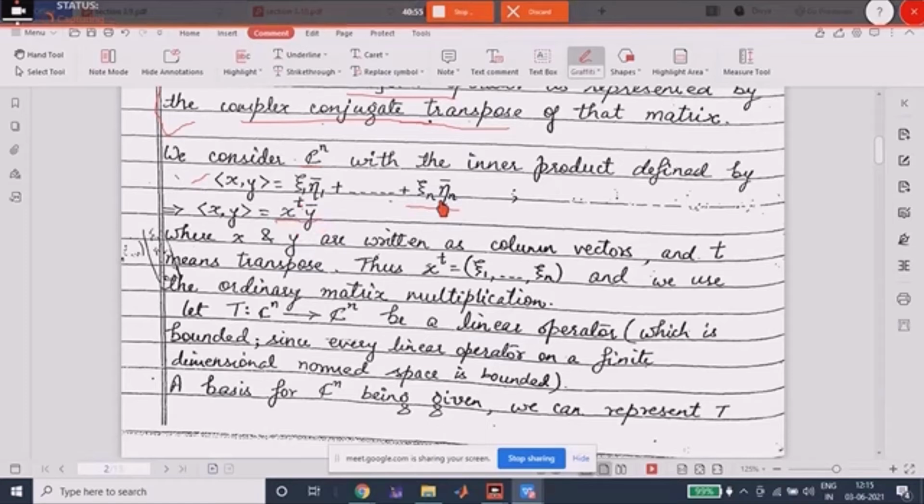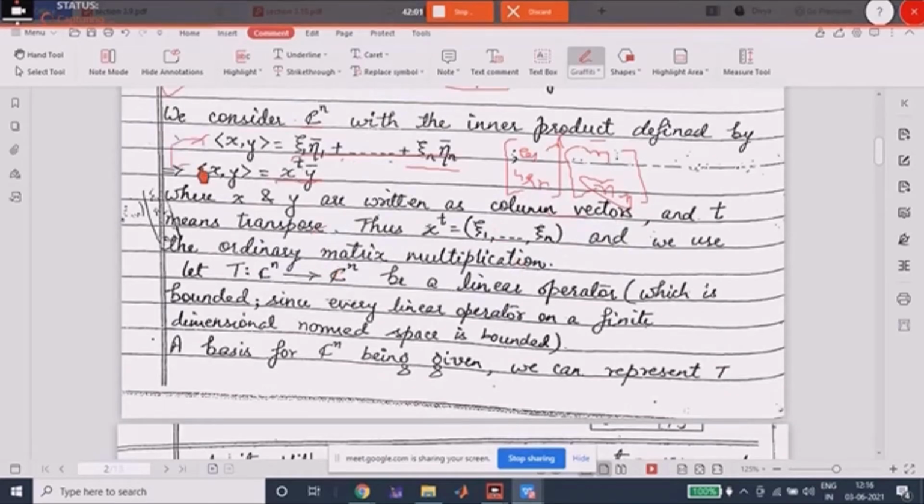The inner product on Cn is defined by zeta 1 eta 1 plus and so on, right? So this can be written as x transpose y, because x and y are column vectors, right? So if we write x as the column vector zeta 1 to zeta n, and y as eta 1 to eta n, then for the inner product, if we multiply x transpose and y, we would have nothing but the same quantity as the inner product, right? So in the case of Cn, the inner product is nothing but this x transpose into y, right? So using ordinary matrix multiplication, we get the inner product of x, y is equal to x transpose y.